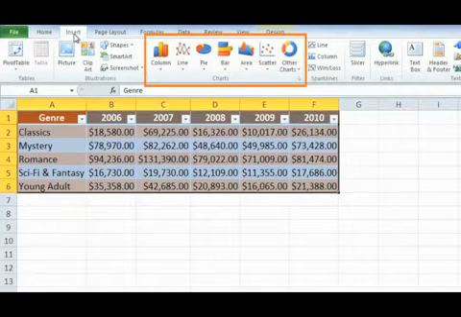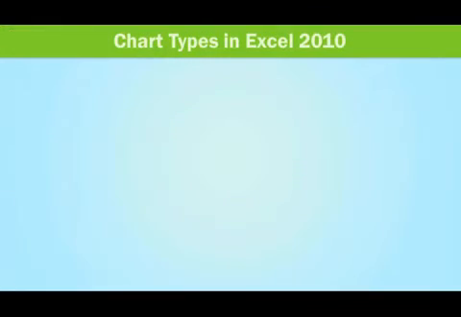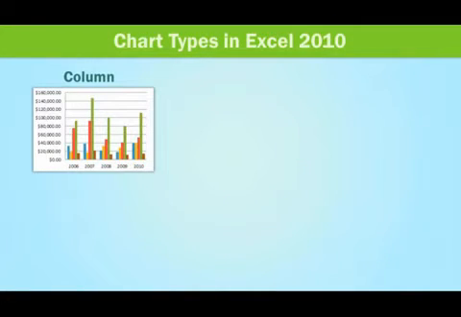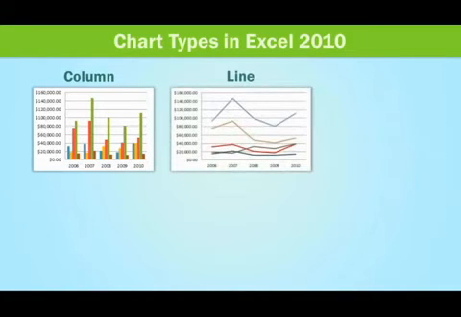In the Charts group, you'll see all of the different categories, and each one has its own advantages. So let's take a look at a few of the more common ones. Column charts are good all-around charts, and they work with many different types of data. Line charts are best for showing trends over time.